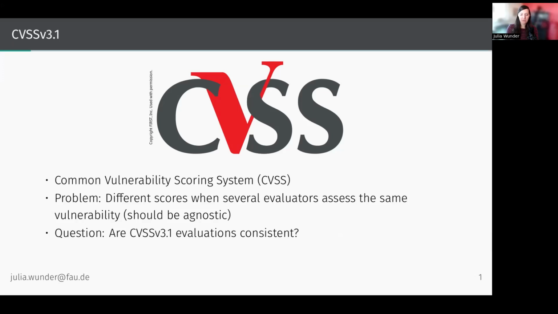And in our paper, we focused on CVSS version 3.1, as this was the most recent version back then. And to investigate this, we did a user study where the participants evaluated selected vulnerabilities using CVSS, and we then analyzed the resulting CVSS scores.